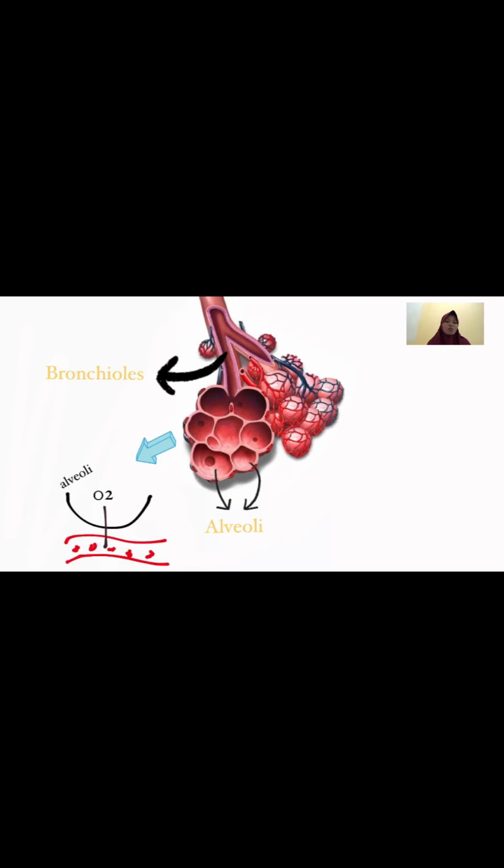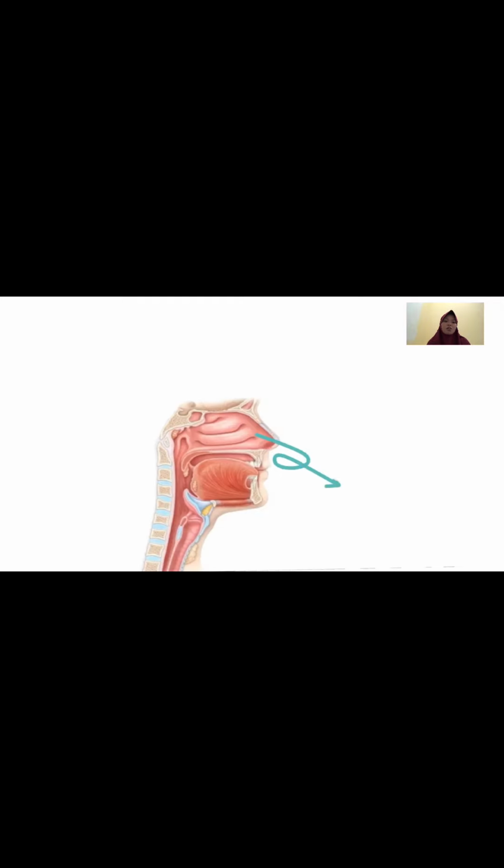surface of the alveoli. In the opposite direction, carbon dioxide is pushed from the blood capillaries across the epithelium of the alveoli and into the air cavities, to be expelled out of the body through the mechanism of respiration.